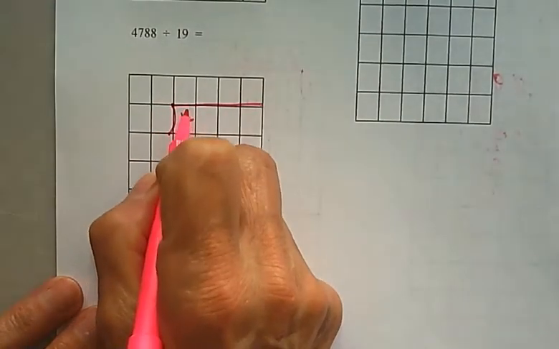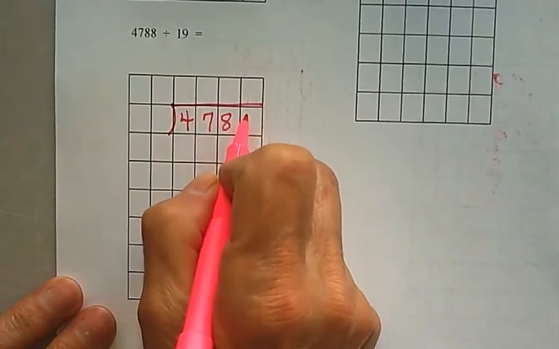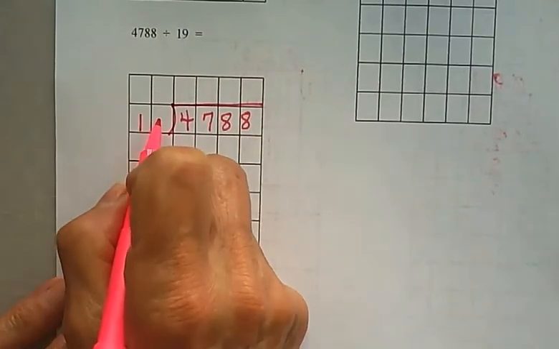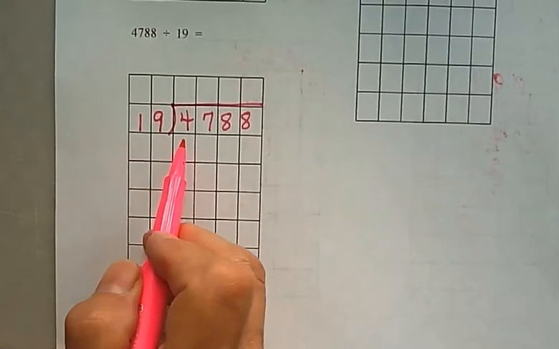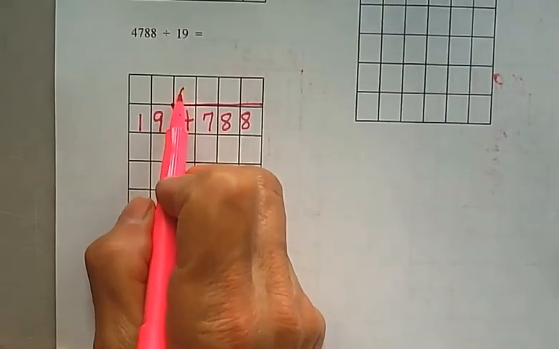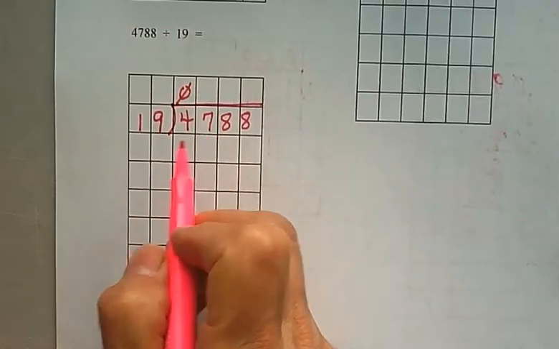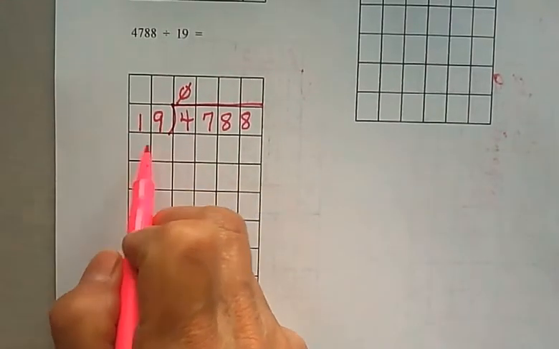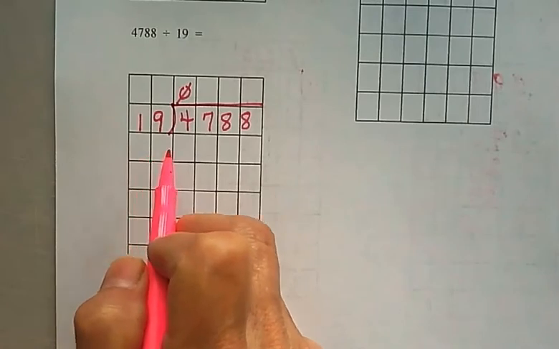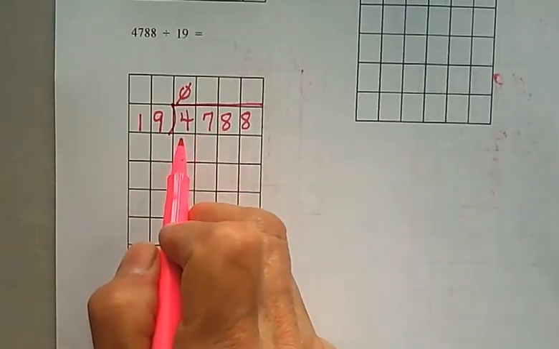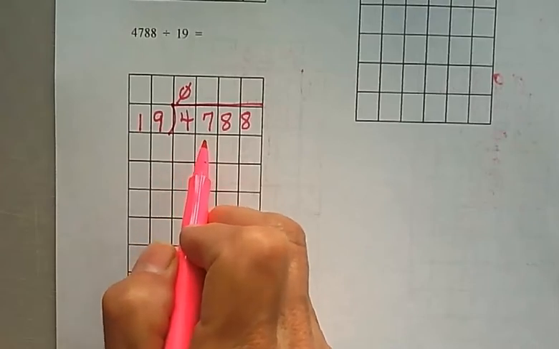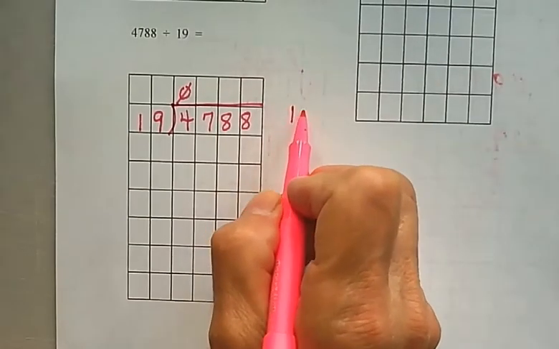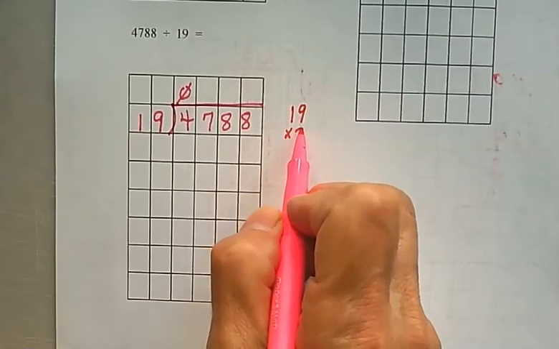We've got 4,788, and we're dividing that by 19. So first I'm going to divide. 4 divided by 19, nope. But 47 can divide by 19. Now I know that 19 is close to 20, and 20 would come out of 47 twice, right? Because 20 plus 20 is 40. So I'm thinking it'll be 19 times 2.